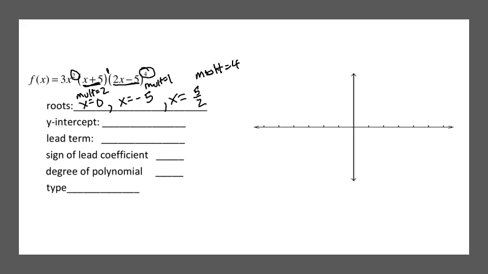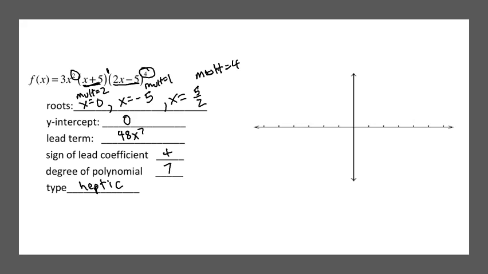We said that the y-intercept was 0, so it's going to go through the origin. The leading term was 48 x to the 7th. The sign of that was positive. The degree of the polynomial was 7, and we call this heptic.